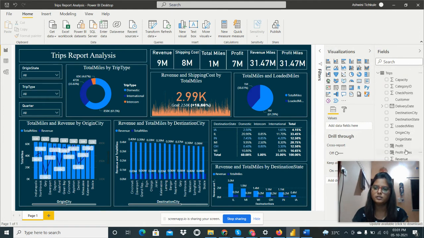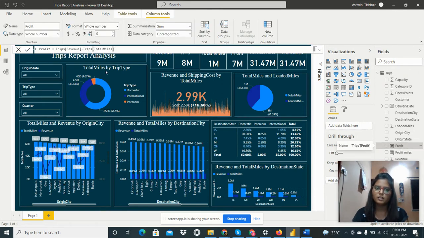I have created the columns for that. I have created one new column for the profit. Profit equals the revenue minus the expenses. So in this case, the profit would be trips revenue minus total miles, revenue minus total miles. Okay. So it gives us a profit.